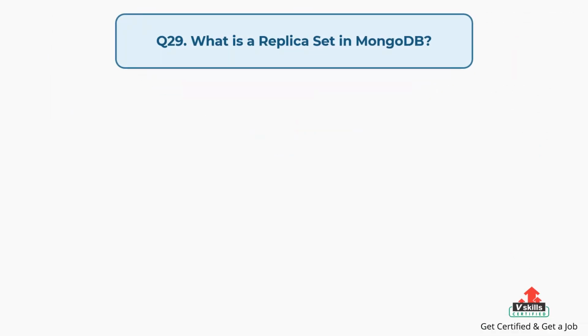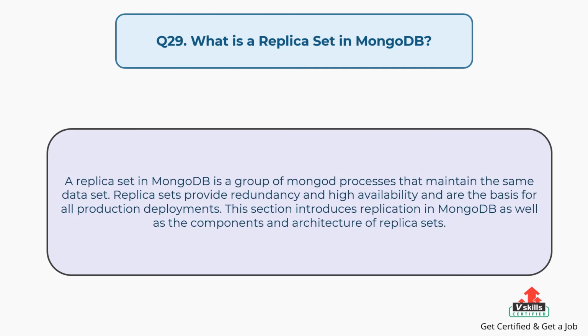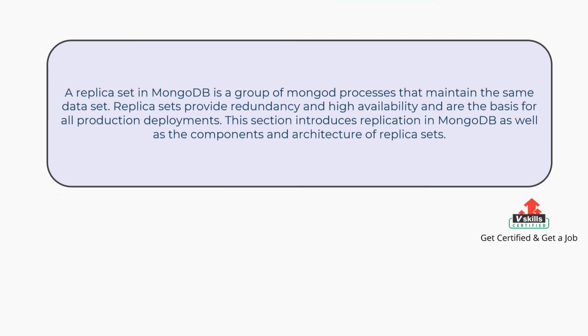Question number 29. What is a replica set in MongoDB? The answer is: a replica set in MongoDB is a group of MongoDB processes that maintain the same dataset. Replica sets provide redundancy and high availability and are the basis for all production deployments. This section introduces replication in MongoDB as well as the components and architecture of replica sets.